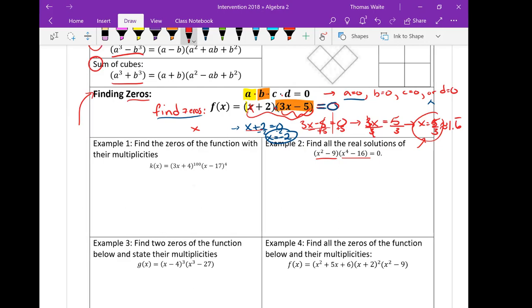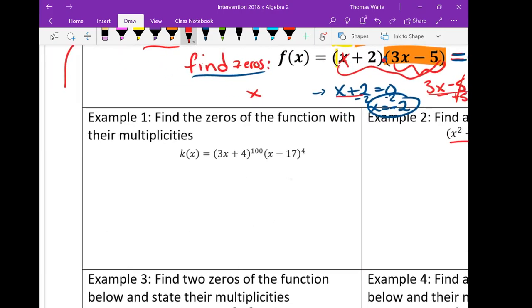All right, let's look at this first one. Example 1, find the zeros of the function with their multiplicities. And we haven't talked about multiplicities in this video yet. You should have seen it in your class. We'll describe them at the end of this problem. K of x is our polynomial. It's equal to all this. We're trying to find what values of x would make this whole thing equal to 0.